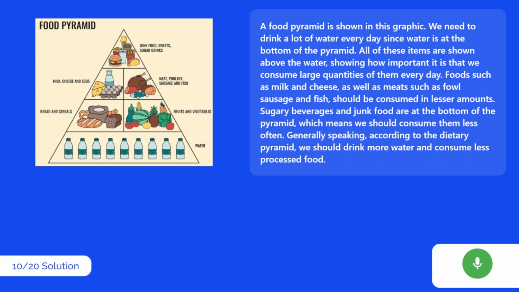Sugary beverages and junk food are at the bottom of the pyramid, which means we should consume them less often. Generally speaking, according to the dietary pyramid, we should drink more water and consume less processed food.